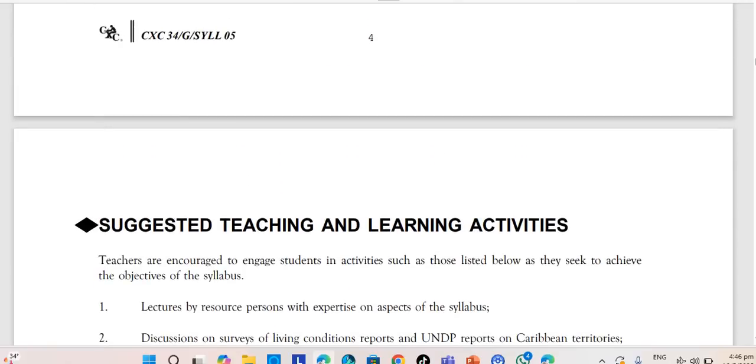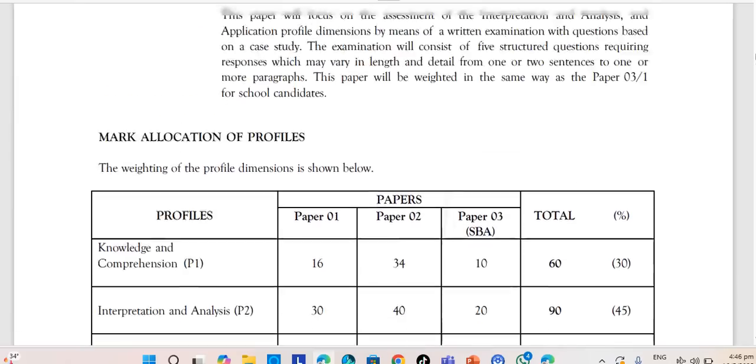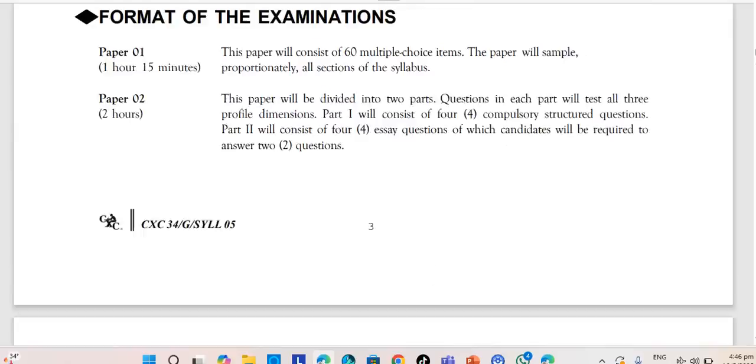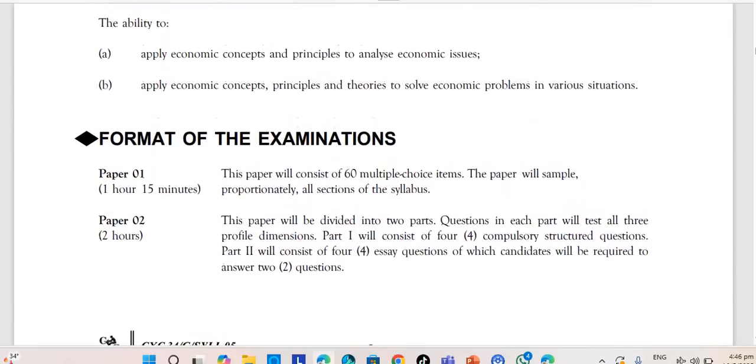And guys, if you can go through the syllabus to see how the paper is set up. So for the format of the examination, you have paper 1, which will be 1 hour and 15 minutes. It consists of 60 multiple choice items. The paper will sample proportionately all sections of the syllabus. Let me repeat this part, all sections of the syllabus. So do you see why it is important to study from the syllabus?